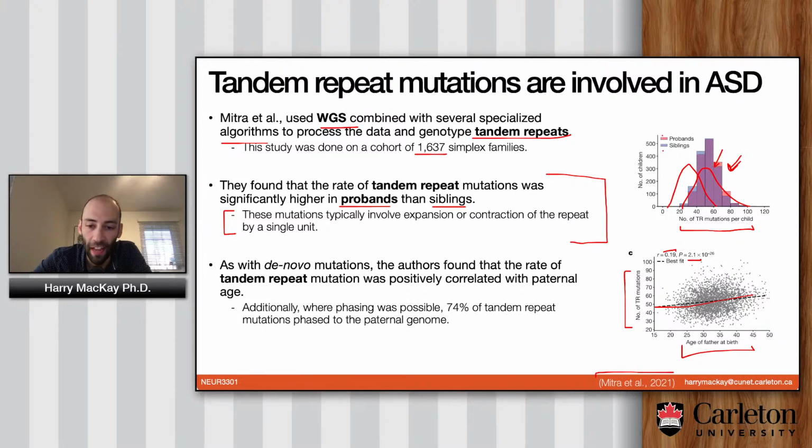And what's more, thanks to phasing, 74% of the tandem repeat mutations were phased to the paternal genome. That means that approximately 3/4 of the mutations came from dad, and those correlate with age. So you see we have this similar kind of story. The rate of mutations in sperm goes up as dad ages, and a variety of mutations, whether they're de novo mutations in exons or whether they're tandem repeat mutations throughout the genome, all seem to contribute to ASD risk.